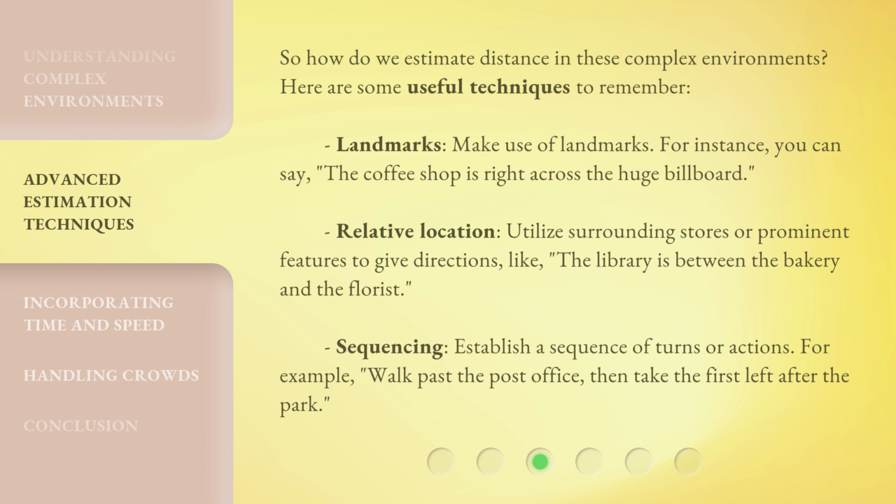Relative location. Utilize surrounding stores or prominent features to give directions, like, "The library is between the bakery and the florist." Sequencing. Establish a sequence of turns or actions. For example, walk past the post office, then take the first left after the park.